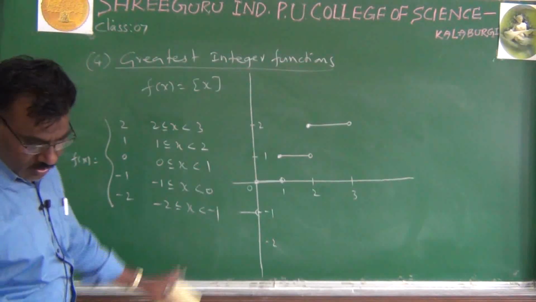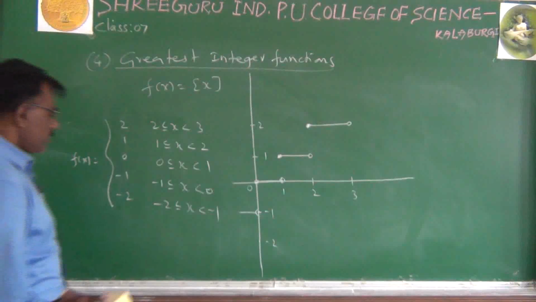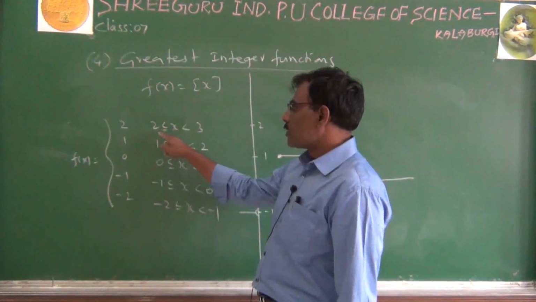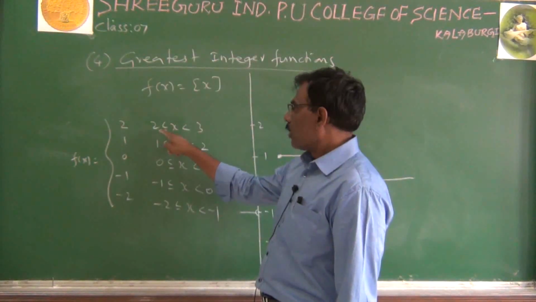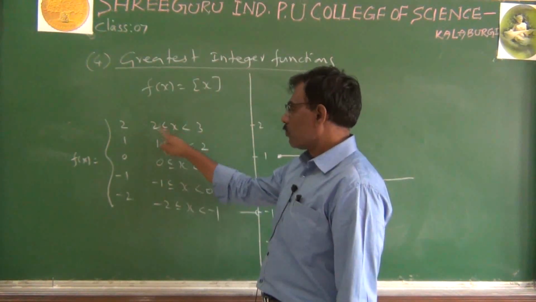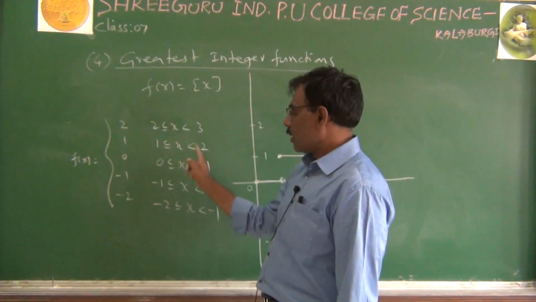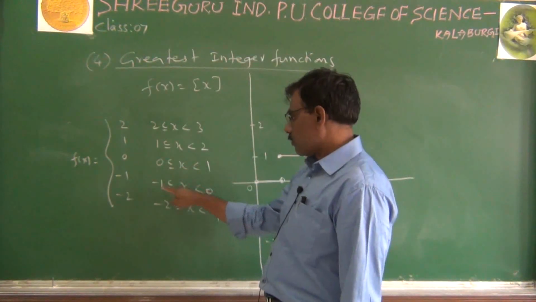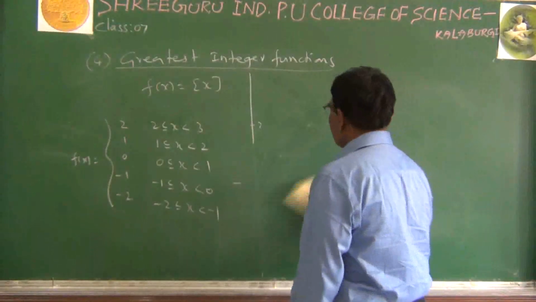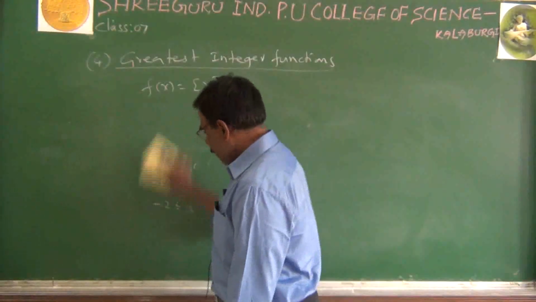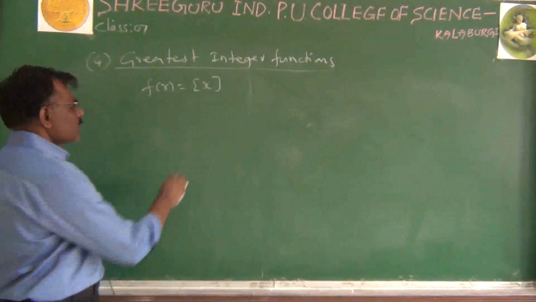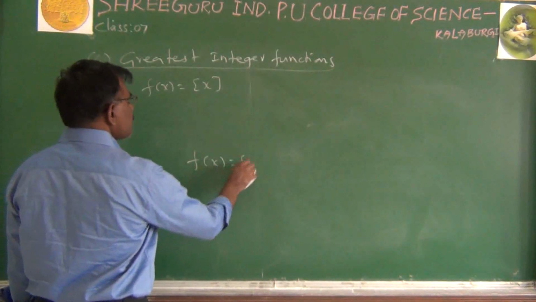So this is the range. Even if we want 2 to 3, 2 is equal to 2 and closed. Equal to 2 but less than 3. Equal to 1 less than 2. 0 less than 1. Minus 1 less than 0. Minus 2. So this is the greatest integer function. Greatest integer function is less than or equal. Suppose f of x equal to greatest integer function.